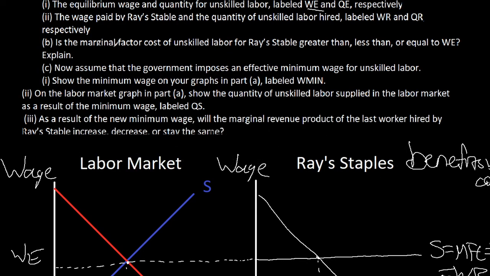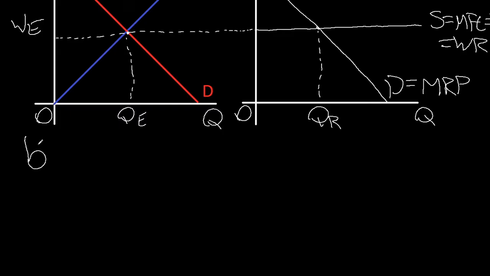Part B is asking, is the marginal factor cost, which is basically the cost of hiring the worker, greater than or equal to the wage? Well, as we established earlier, the equilibrium wage is equal to the marginal factor cost. The cost of hiring another worker is essentially the wage you pay them. Workers won't just come work for you for free, they want some money.